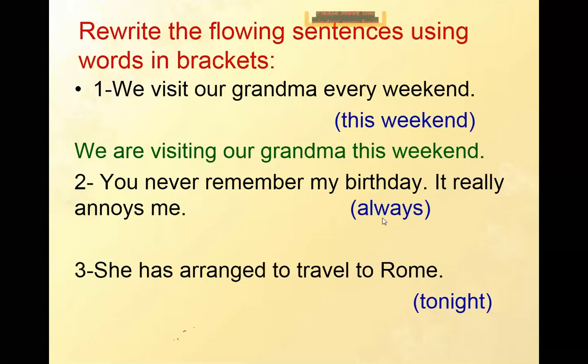He wants you to use always, of course, with progressive form. You are always forgetting my birthday. Excellent. It really annoys me. We are not in need of this part. You can omit it because you gave me the meaning of the sentence that you are annoyed. So the answer, you are always forgetting my birthday.